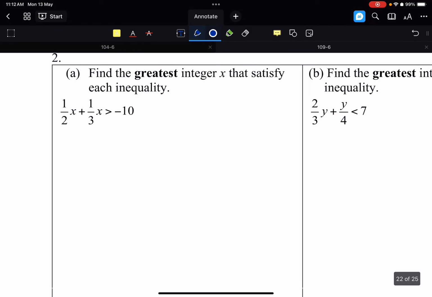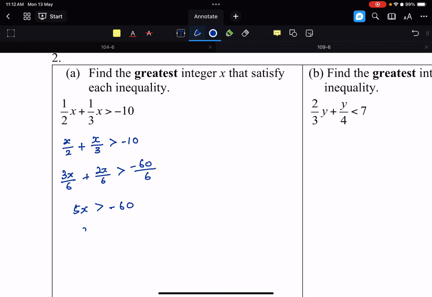Now in the next page, the question this time around asks us to find the greatest integer of x that satisfies each of these inequalities. Right, so of course the first thing we need to do is to solve the inequality. So in this case, what can I do? Well, let's rewrite it in this manner so that it is cleaner. Then of course I can make the denominator common. In this case it is 3x over 6 plus 2x over 6. And on this side, if I want to, I can always do this, right? So from here, we have 5x is greater than negative 60. X is greater than negative 12.